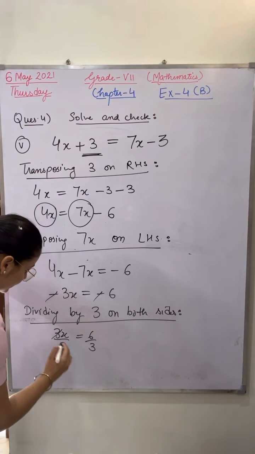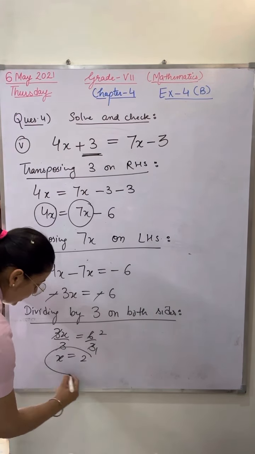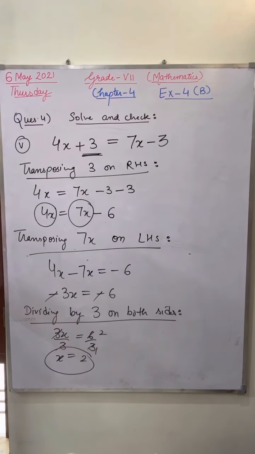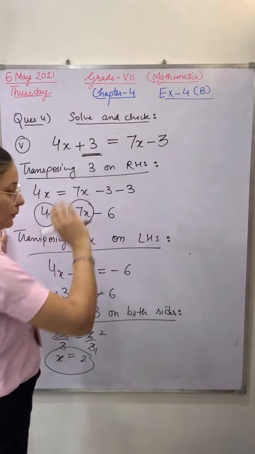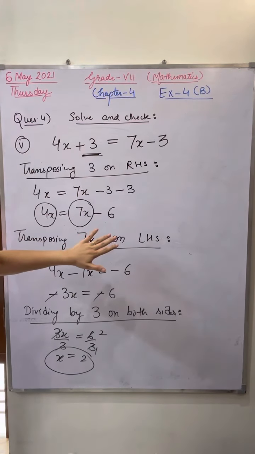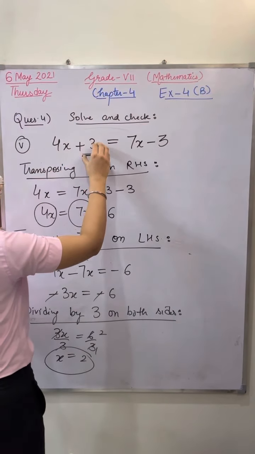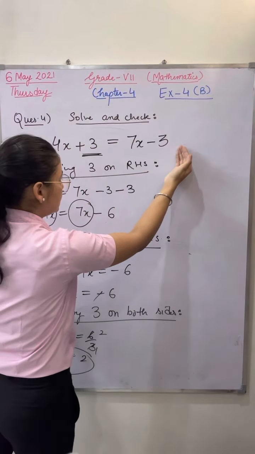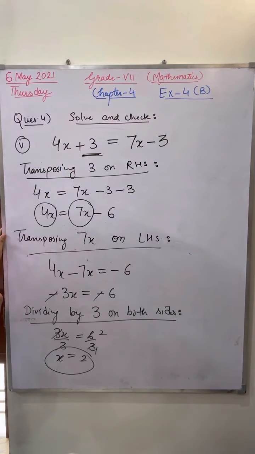3 and 3 will get cancelled. x is equals to 6 upon 3, 3 twos are 6. So x value is equals to 2. So in this question we have applied 3 methods. First of all, you have to transpose the constant value. Suppose, forget the steps. Whenever you are solving the question, you solve in this way always. You are shifting the constant to the right hand side and you are shifting the variables on the left hand side. Always you are solving in this way.